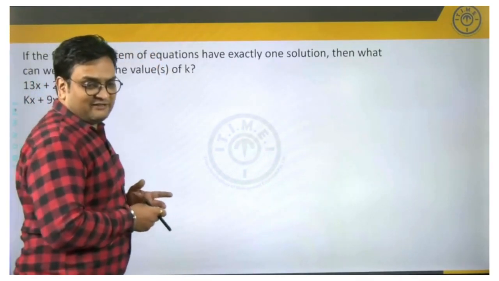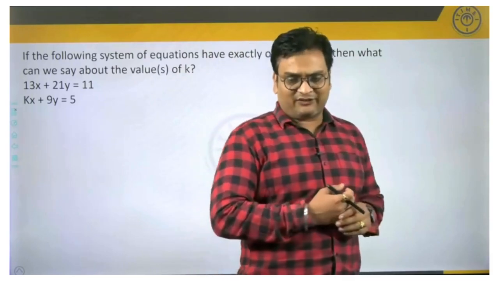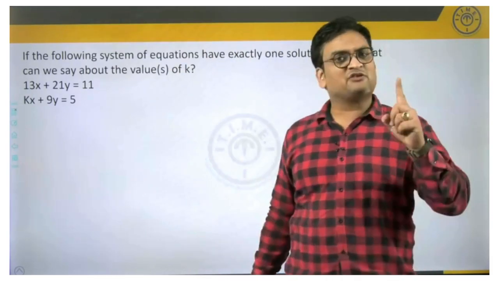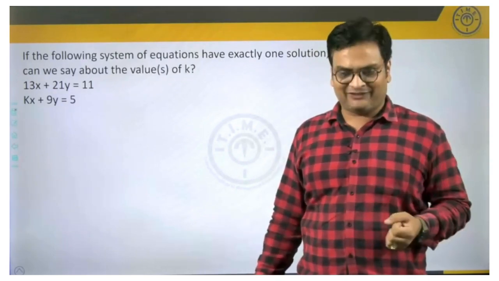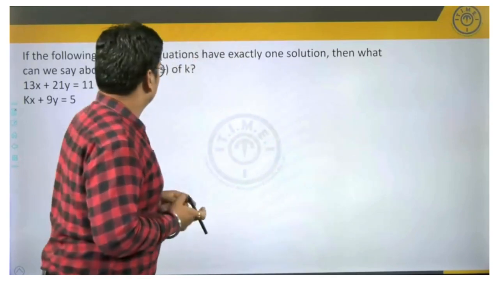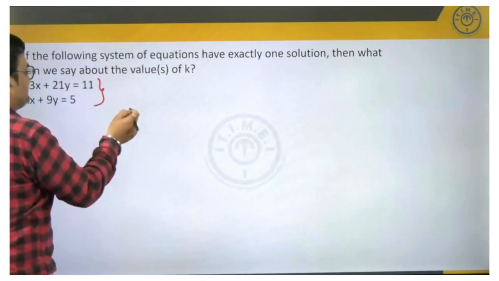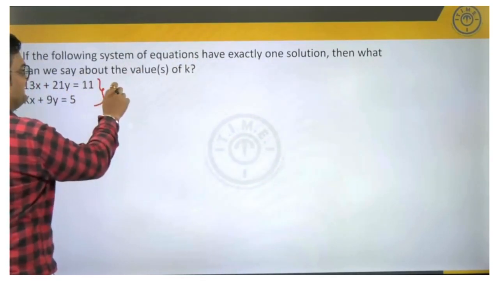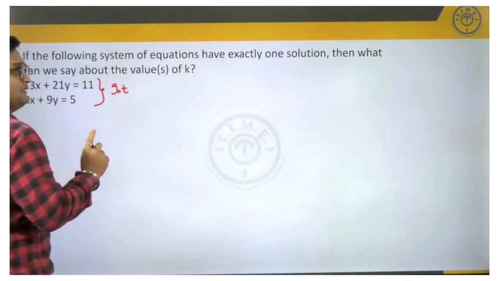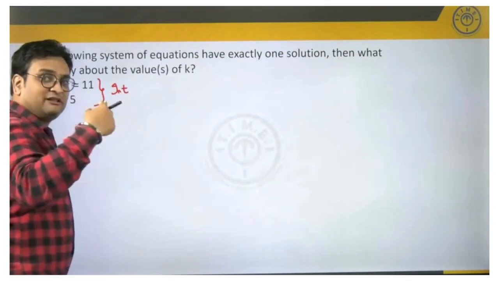So the question says, if the following system of equations has exactly one solution, so they have only one solution, that means what? Intersecting lines, right? Then what can we say about the value or values of k? So this, from our previous discussion, would mean this is a pair of lines which are intersecting. So if they are intersecting, what was the condition? Consistent equation with unique solution.